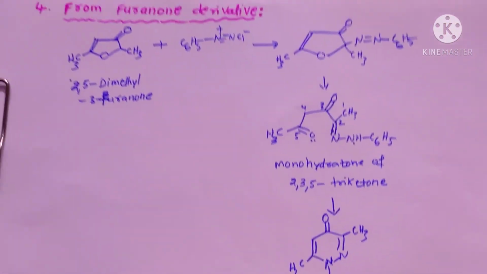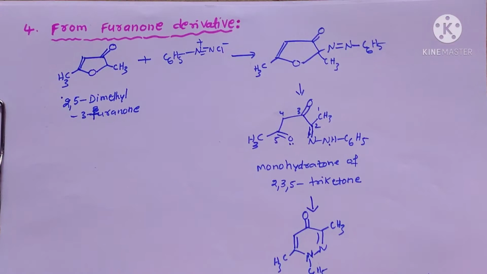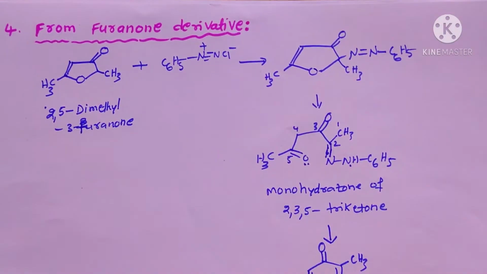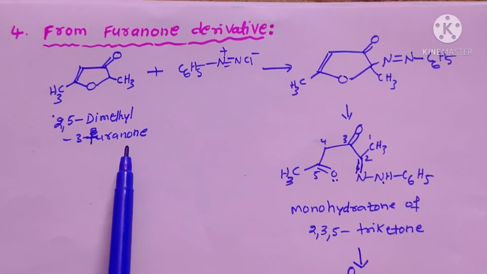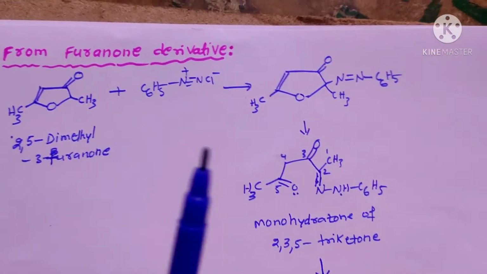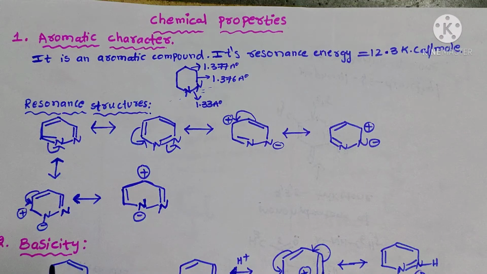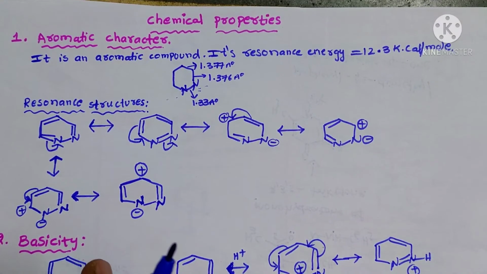So this is from furanone derivative. In this method, first of all, we treat the furanone derivative with the benzene diazonium chloride. We discuss about the chemical properties of the pyridazine. First of all, we discuss about the aromatic character.